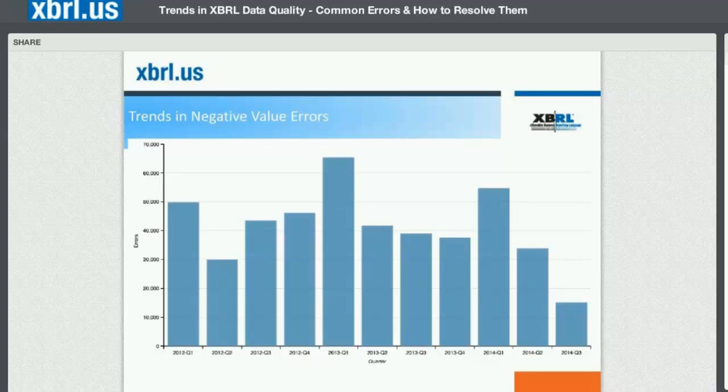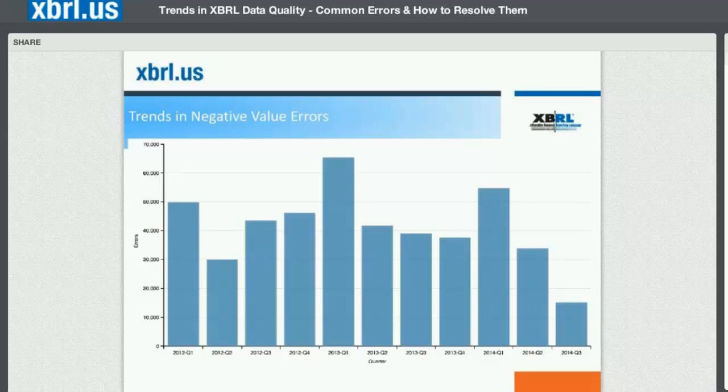This next chart looks specifically at negative input errors. We've all heard a lot about negative value errors. This graph shows the sum of negative value errors reported when a positive value would have been expected. This situation occurs when a value is entered as a negative value, but the taxonomy is structured and the element is defined in such a way that it should have been positive.